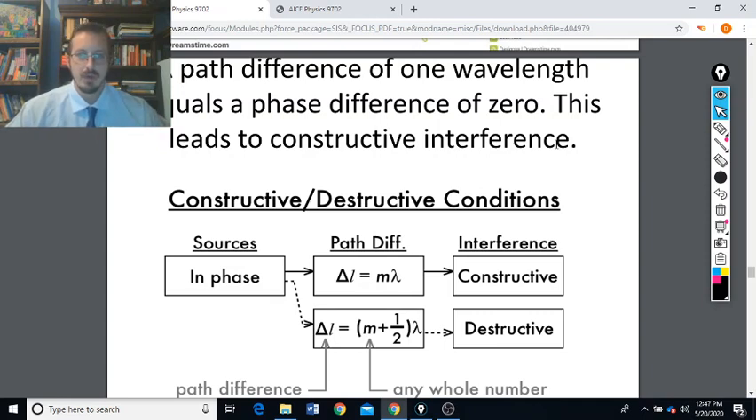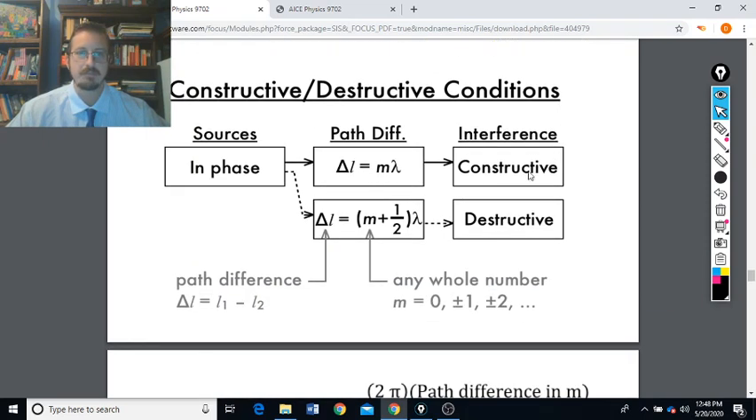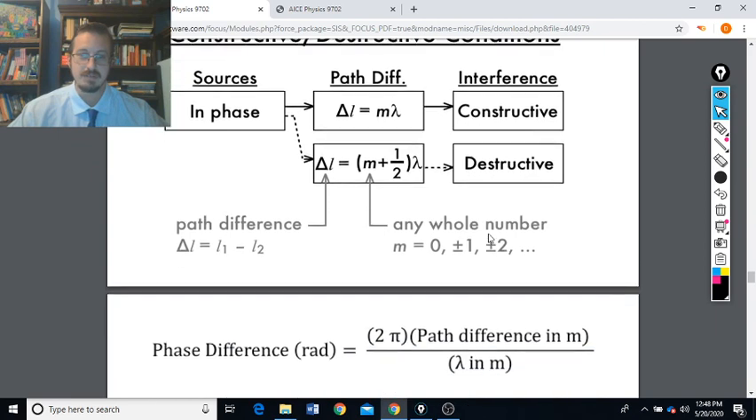This is showing a little bit more mathematically that idea of a path difference of one wavelength equaling a phase difference of 0. This leads to constructive interference. If the path difference is some integer multiple, here m, any whole number of the wavelength, that's the difference in the path. If that's equal to one whole wavelength, two whole wavelengths, some whole number, then we get constructive interference. But if it's some number plus a half times the wavelength, so 1.5, 2.5, 3.5, and so on, then we're going to get destructive interference.